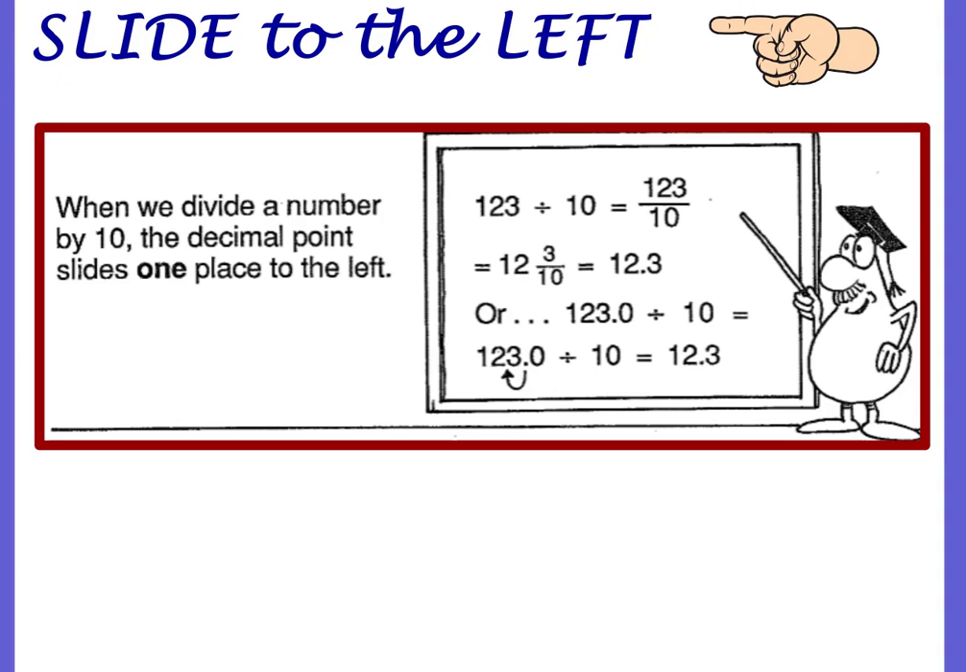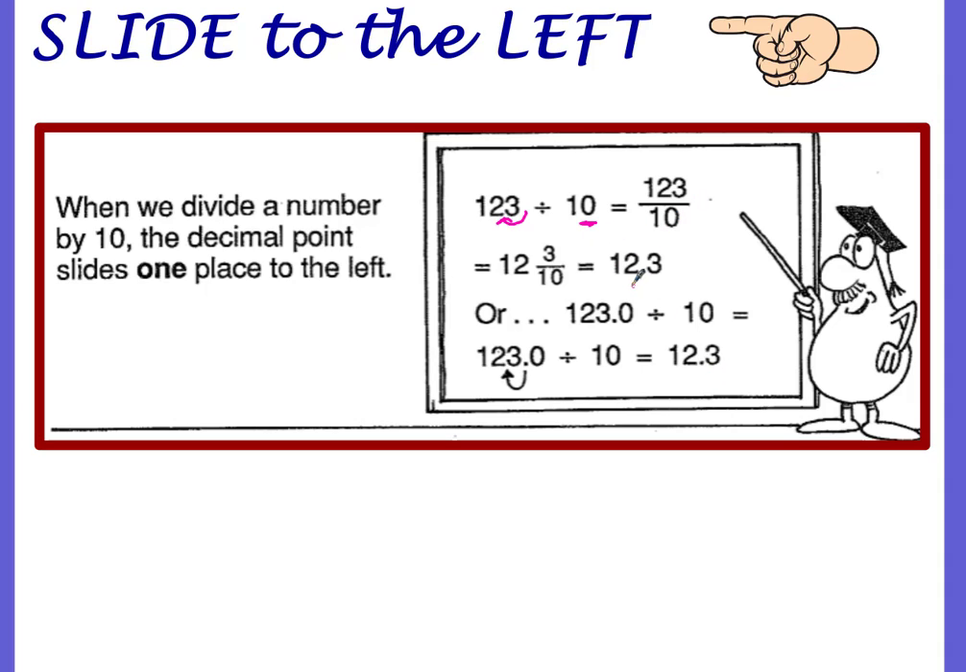Now we're going to slide to the left. If we slid to the right for multiplication, what operation do you think we're going to do now? Division, because division is the opposite of multiplication and left is the opposite of right. We're making the numbers smaller. So when we're dividing by a power of 10, you're going to slide that decimal point to the left the same number of times as there are zeros in that power of 10. So here we're dividing by 10. There's only 1 zero. So we're going to slide that decimal point one place to the left, and we get 12 3/10.